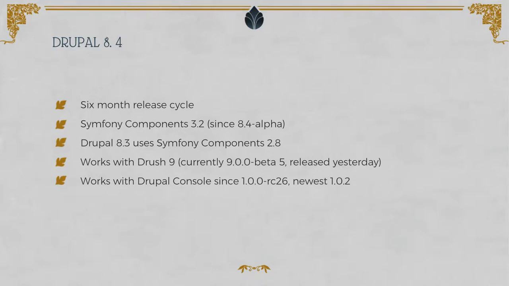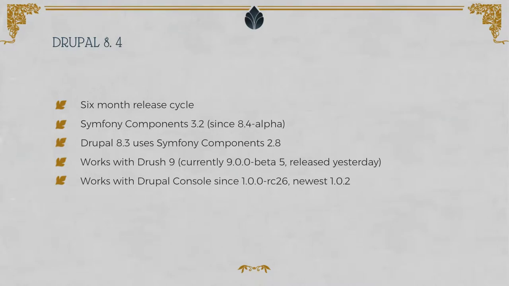For reference, Drupal 8.3 uses Symfony components 2.8, and that dominoed into Drush 9, which is going to be released soon. It's still in beta right now. It's in beta 5, which was released yesterday because I was cramming a little bit more last night, checking through all the versions. I just found out that Moshe released the code 28 minutes before I checked to see when the release was, which was great. People are cranking it up.